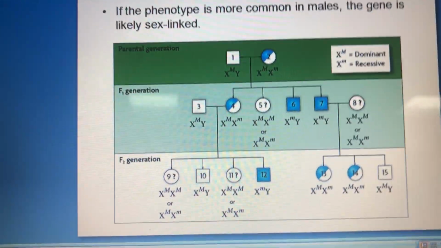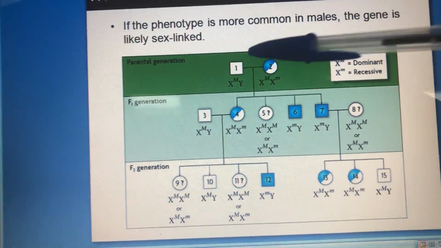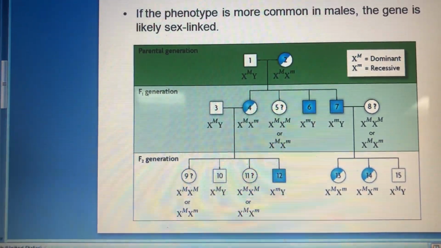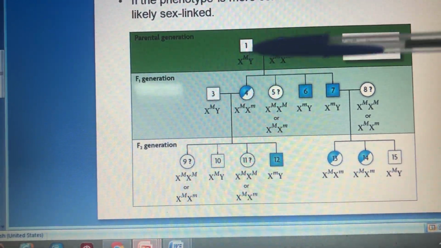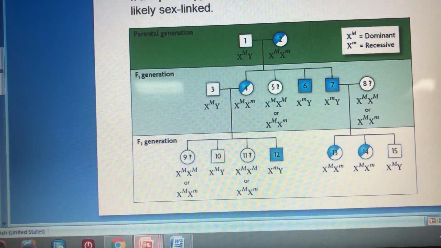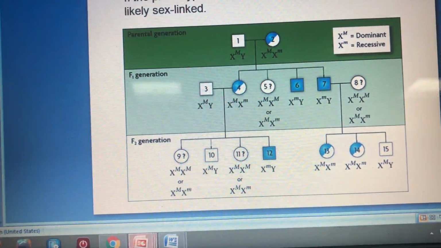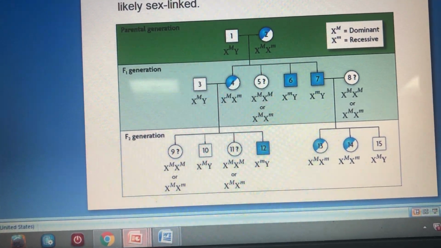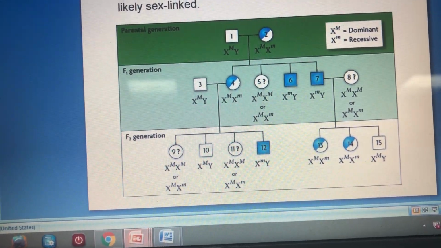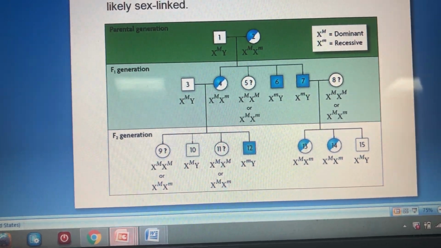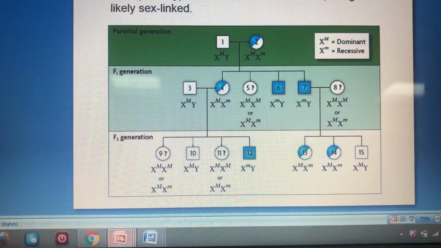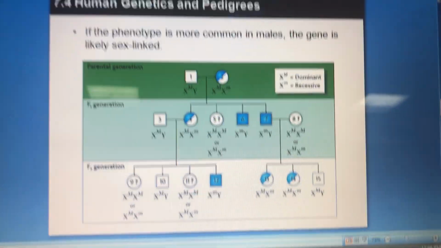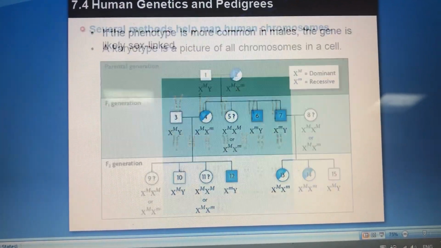Okay, now there is another important thing you should know. The square represents the male, the circle represents the female, an unshaded shape represents a person that doesn't have the phenotype or the disorder or the trait, but shaded means that the person has the phenotype or the disorder or the trait. Okay, if it's half-half, that means the person is a carrier.